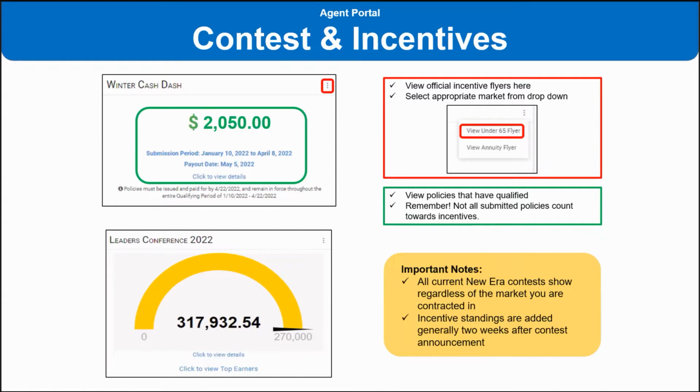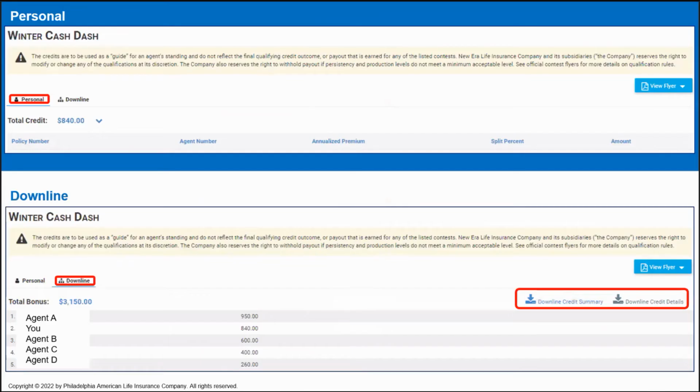And right down the bottom, where it says click to view details, okay, this is what you'll get. For example, for winter cash dash, it's going to give you a breakdown as far as where you are. And if you have any downline agents, any agents underneath you, you can also see their production, where they're at, and how they're doing with each of the bonuses. You can also download it in Excel, as you can see right here. So this is your personal view, where you can see exactly where you're at. And if you have any downline agents, you can see where your downline agents' standings are.